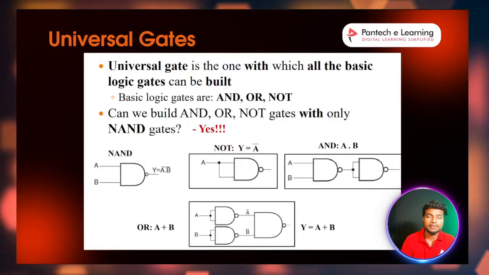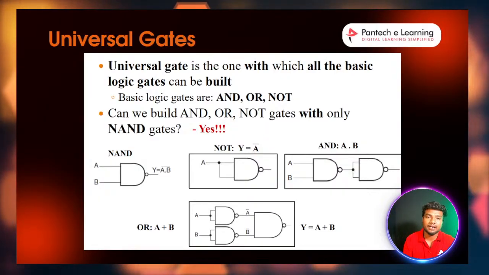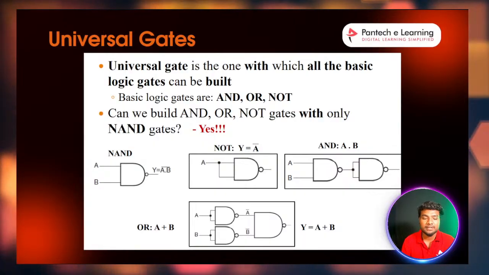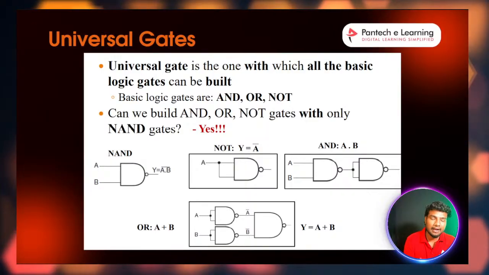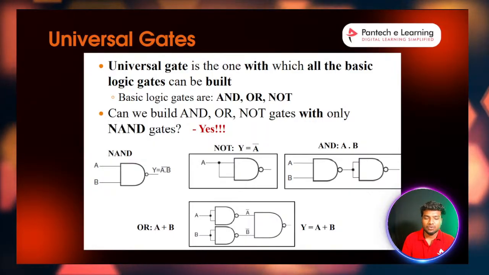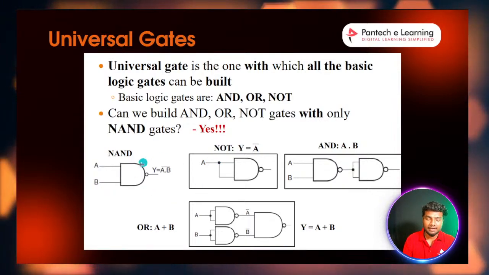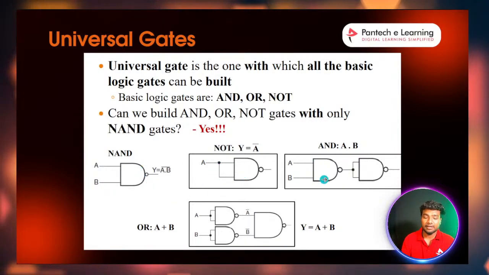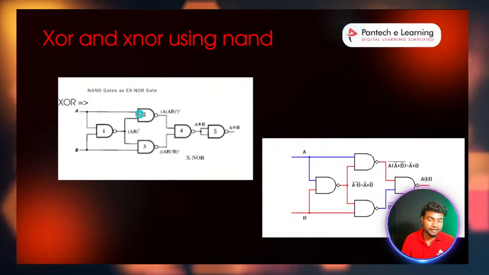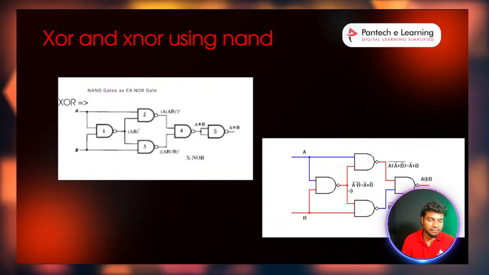Because we can build all gates, like the NOT gate, AND gate, XOR gate, by using the NAND and NOR gates. That's why they are called universal gates. A universal gate is one with which all the basic gates can be built. This is the example for the universal gate. By using the NAND gate, I can build a NOT gate, AND gate, OR gate, XOR gate, and also the NOR and XNOR gates.